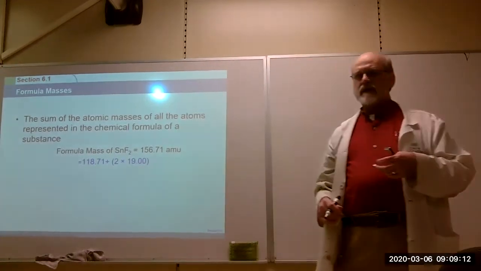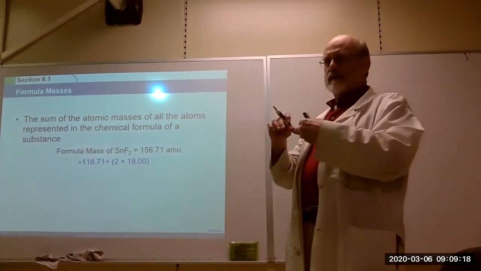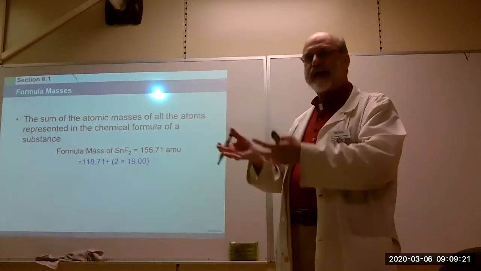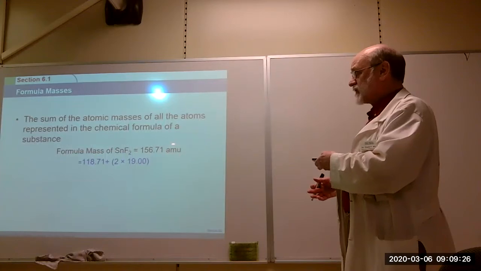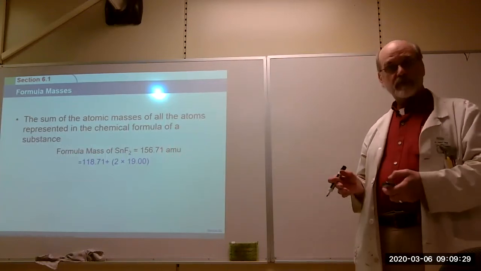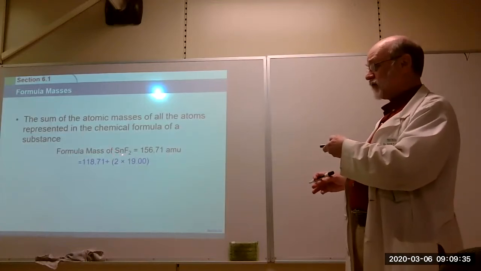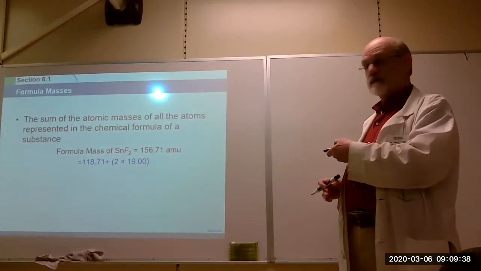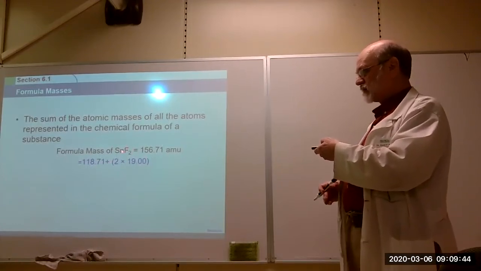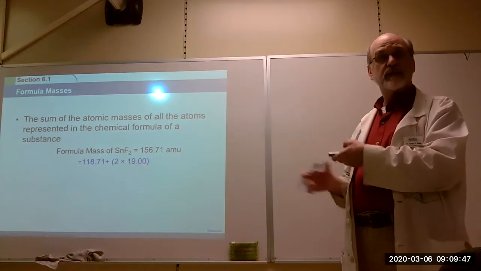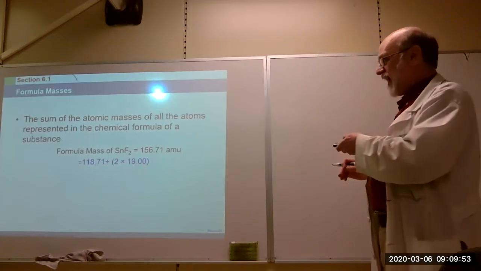So remember when we talked about atomic mass units? Those are ways to express how much an atom weighs. So when we're talking about atomic mass units, this is in terms of individual atoms. Right? So if you add up the mass of each individual atom in that formula, you get its formula mass. Right? So Sn would be 118.71, but you have 2 fluorines. So you have to have 2 times 19, and that gives you 156.71 atomic mass units for that molecule.